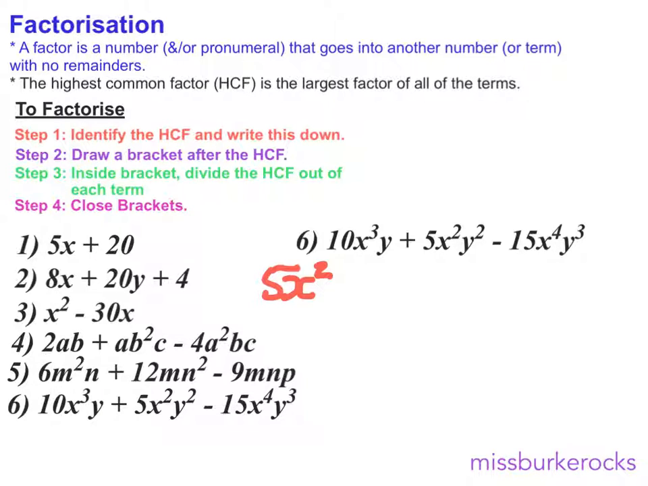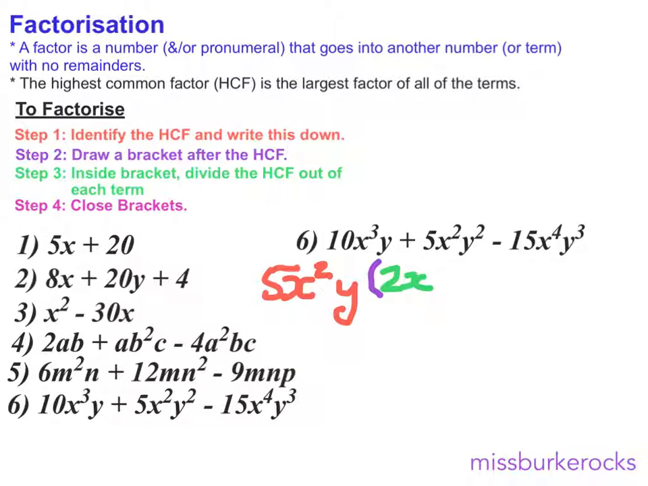Then I need to have a look and see, is there anything else that can be divided out? And all of them I can divide out y, because we have y, y squared and y cubed. So write that in as well. So then that's everything that is a factor of all 3 terms. So I draw in my brackets. Then I need to actually divide out that highest common factor out of all 3 of my terms. So 10 divided by 5 gives me 2. X cubed divided by x squared leaves me with x, and y divided by y leaves me with 1, which I don't write.